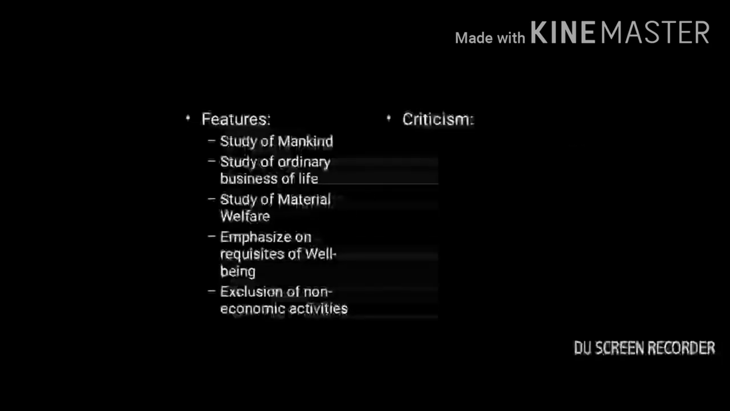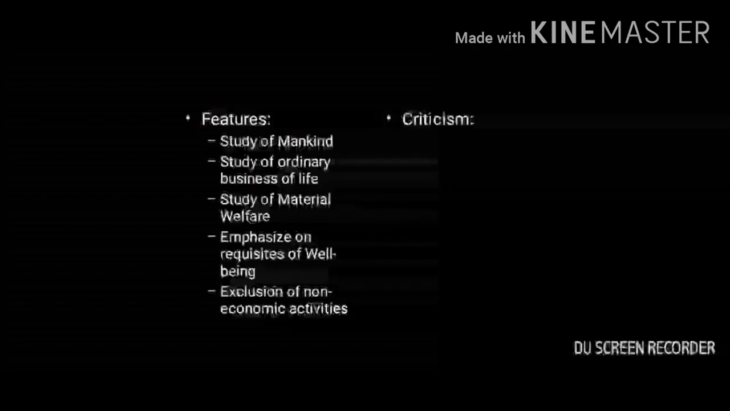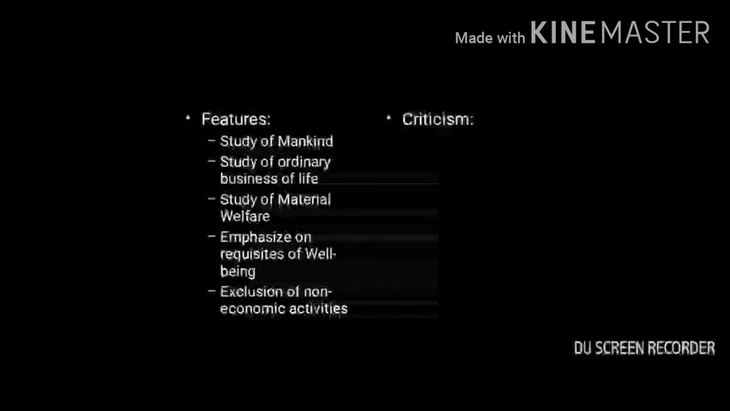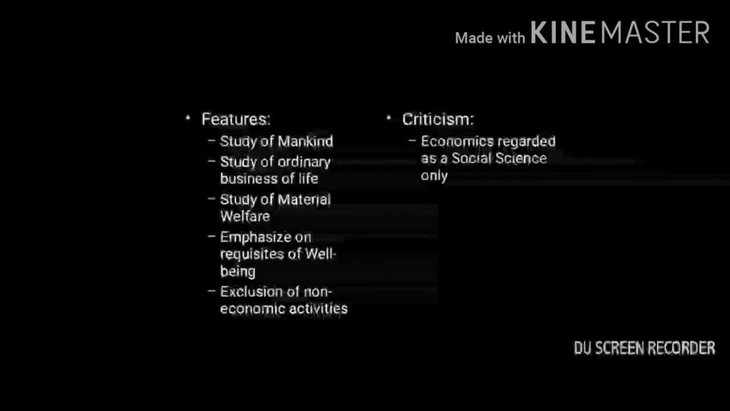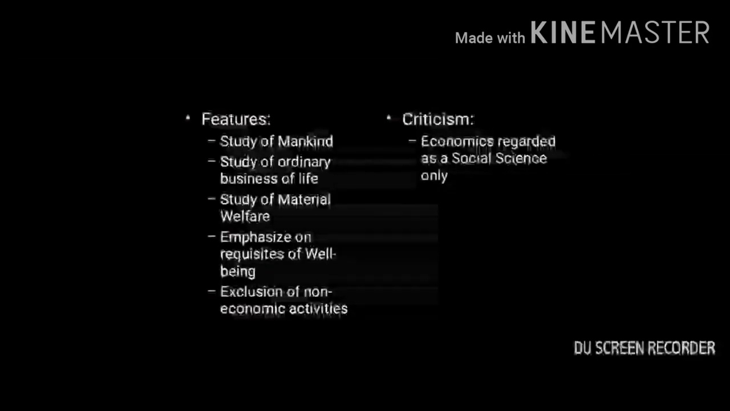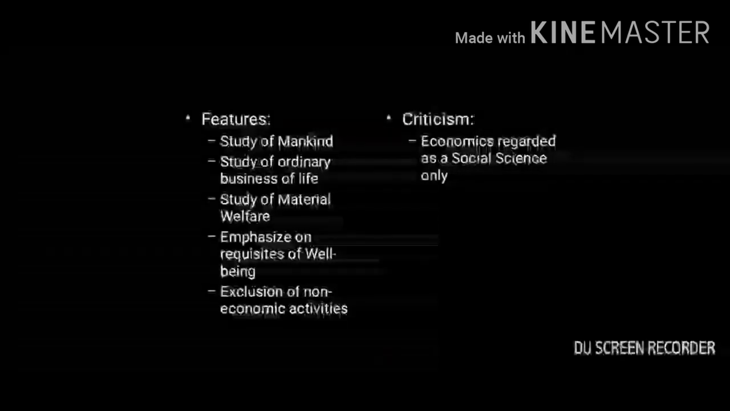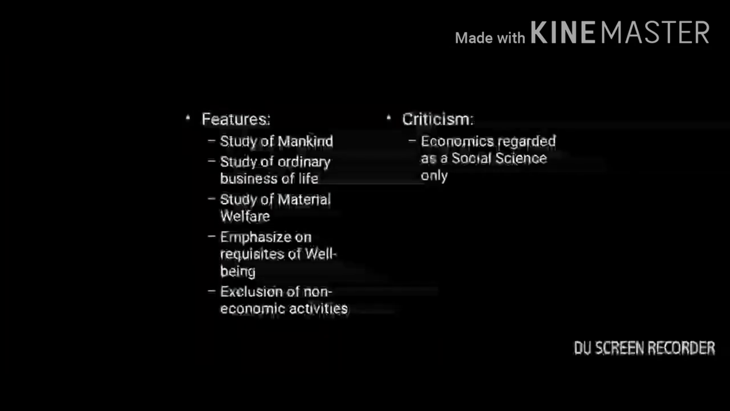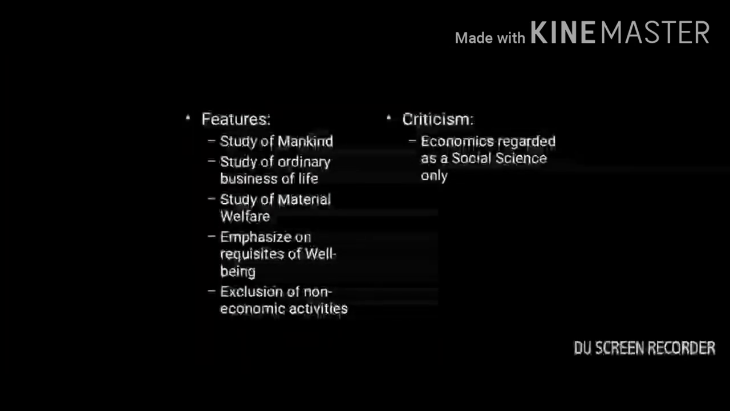Again, Marshall's definition also had some criticisms. Though this definition of economics given by Marshall was hailed as a revolutionary one, it was criticized on several grounds. The first one is that economics is regarded as a social science only. Marshall has been criticized for treating economics as a social science rather than a human science. A social science studies the action of individuals living in organized communities as members of the society, whereas a human science studies the human being irrespective of whether he is living as a member of an organized community or living in isolation. And he ignored this very important point.